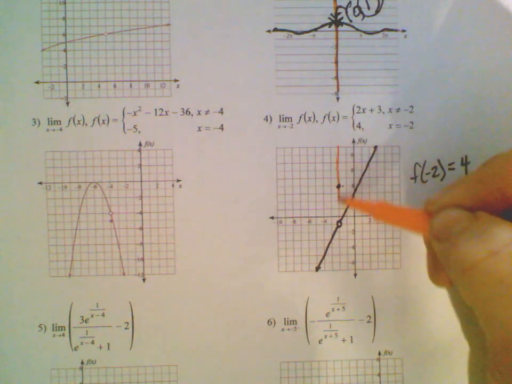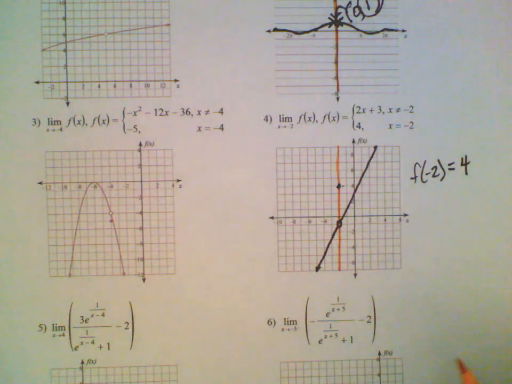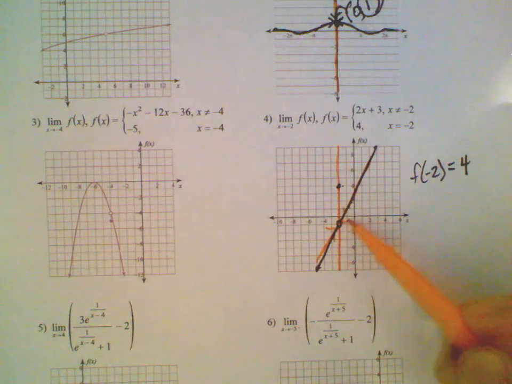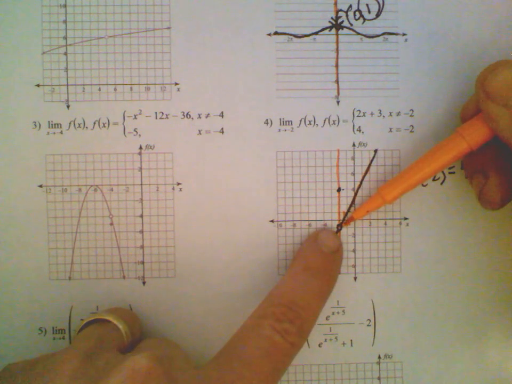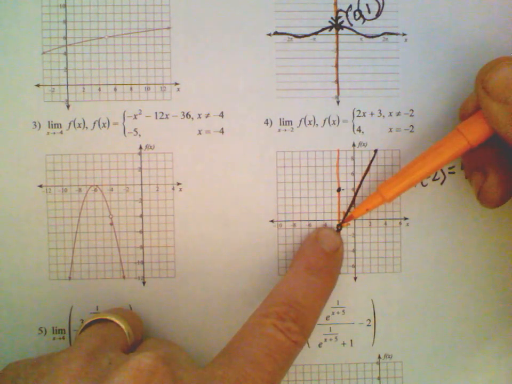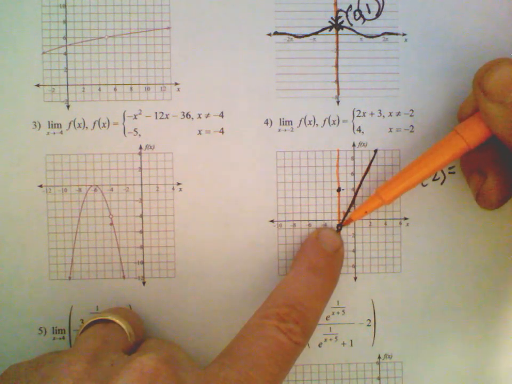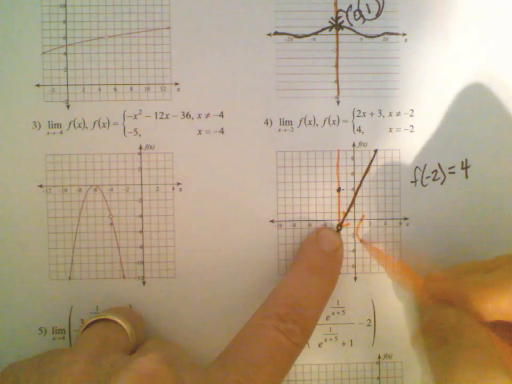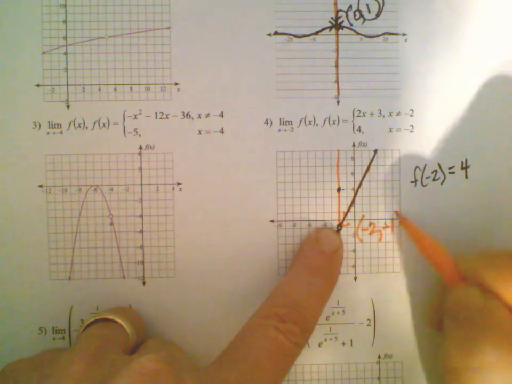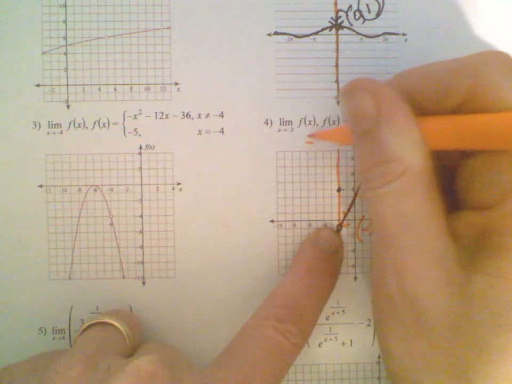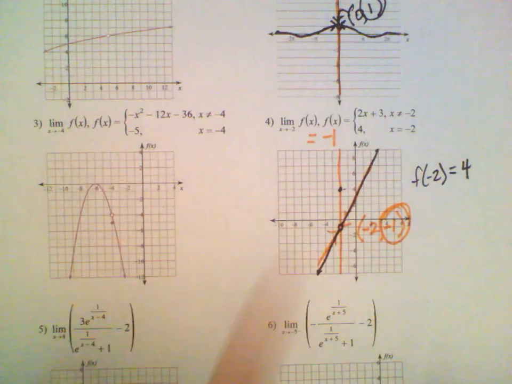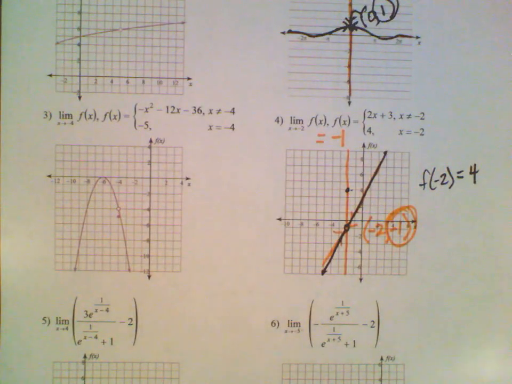So again, I always draw this sort of invisible wall here, and I'm looking at the function. If I could walk along the function on each side of -2, is it pointing on each side of -2 to the same spot? And if it is, that spot that it's pointing to is your limit. So it's pointing at the point (-2, -1). The y value is what I'm interested in, and therefore my limit here equals -1. So it's, again, very, very visual.